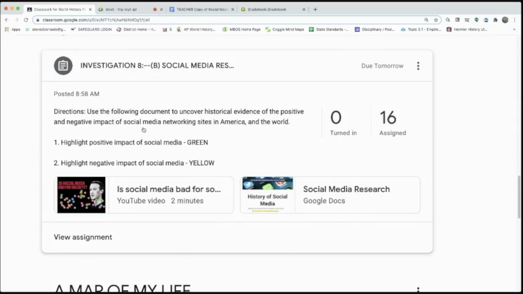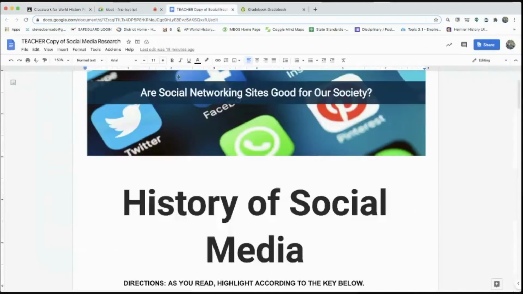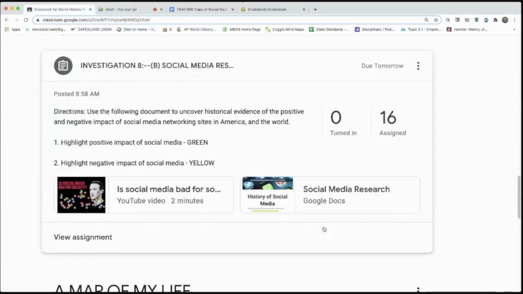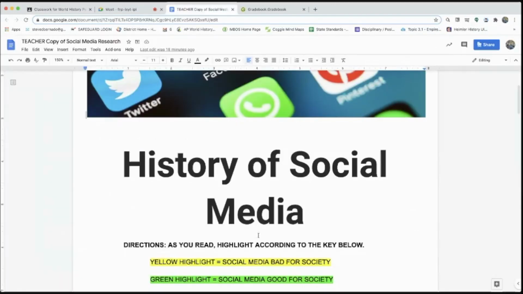As we're reading, you highlight the positive impact of social media in green, and highlight the negative impact of social media in yellow. Now, as I pull up my page of social media, I want you to open up yours. Go back over here and click on the social media research document and put it side by side with mine. I'll give you a minute to do that.